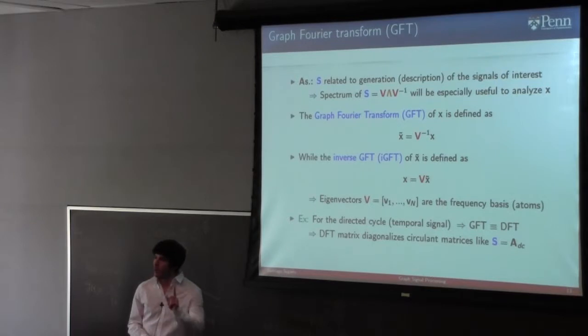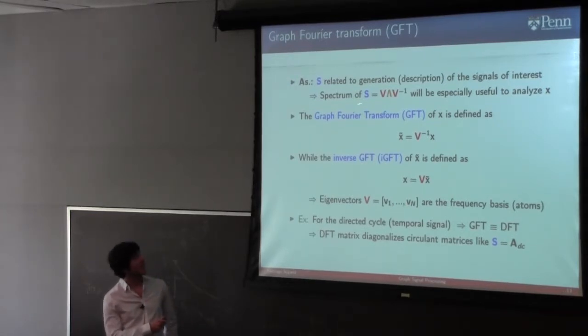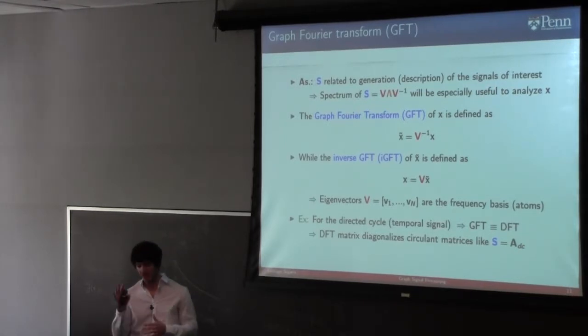Okay, the graph Fourier transform. So we talk about graph signals, graph shifts. So graph Fourier transform, bear with me for one second. It will look kind of arbitrary what I'm doing, but it does make sense. Say that you have this matrix S, you can find the eigendecomposition, right? Assuming it's diagonalizable, you can find the eigendecomposition.